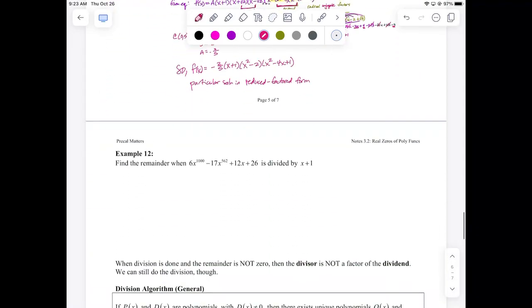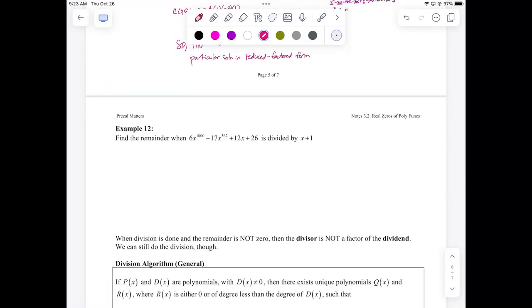All right, let's move on to example 12. Kind of shifting gears here a little bit. It's a little different type of question. Find the remainder when 6x to the 1000th power minus 17x to the 562nd power plus 12x plus 26 is divided by x plus 1.